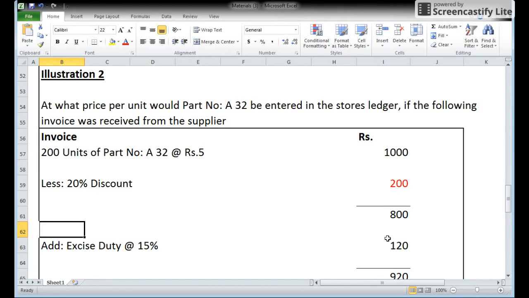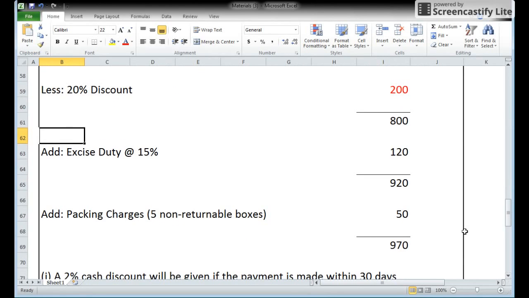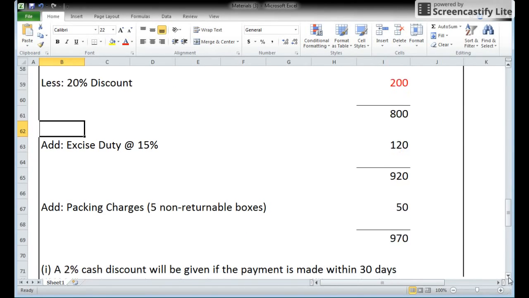200 units of part number A32 was received at 5 per unit and the total cost is 1000. Less there is a discount of 20% and that comes to 200. Then there is an excise duty at 15% and it comes to 120. Then there is a packing charge which comes to 50 and the total cost is 970.